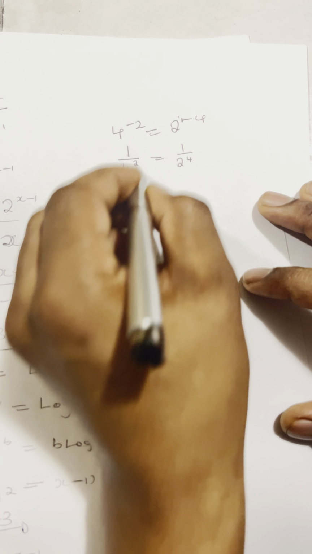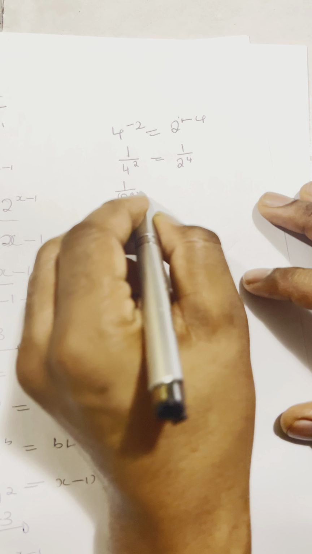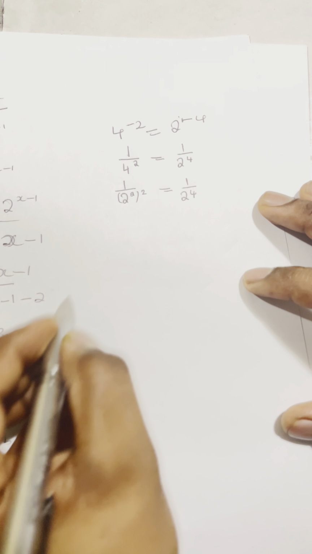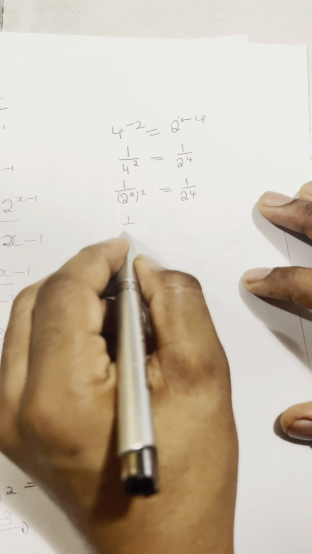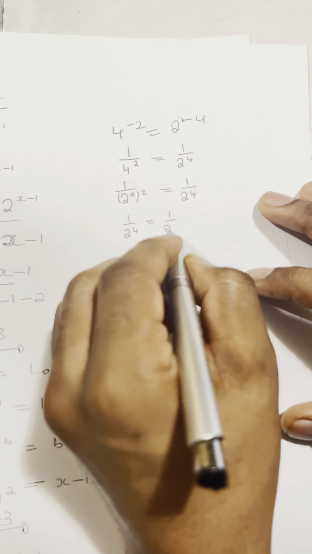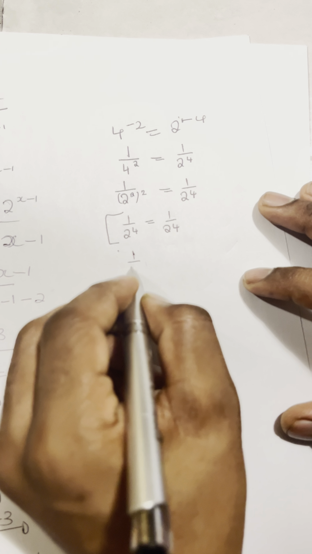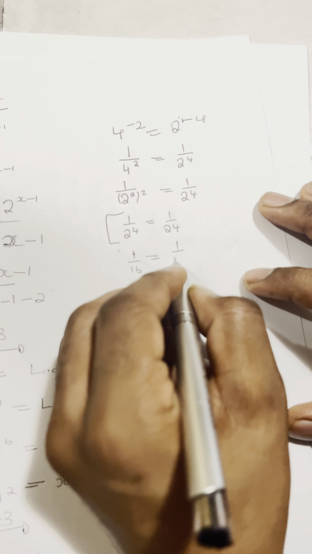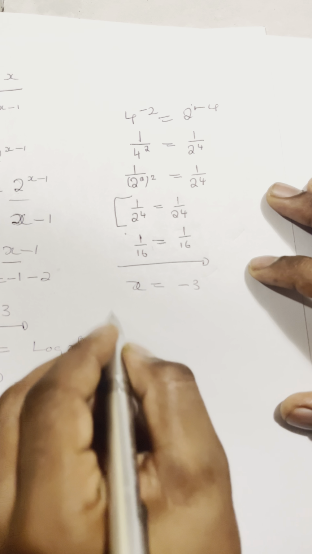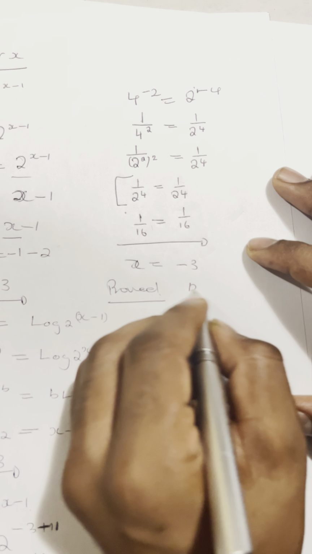All right, in this instance we're going to have 1 over 4^2 = 1 over 2^4. Now this is the same as 1 over 16 = 1 over 16. So x = -3 is proved on both sides.